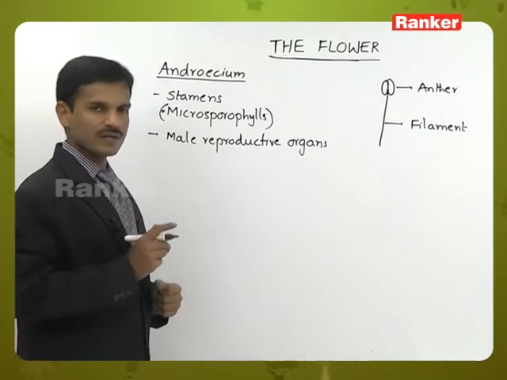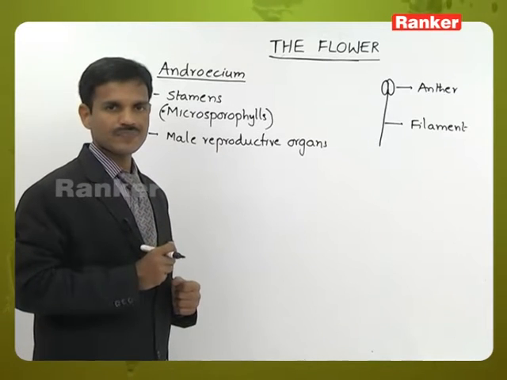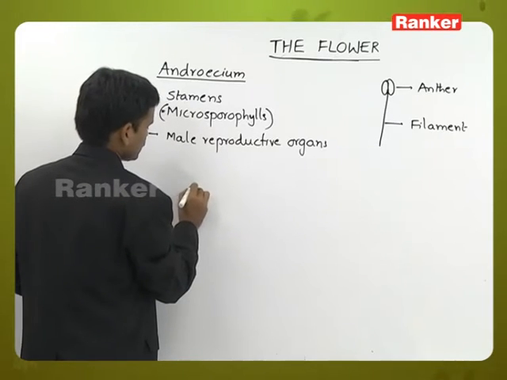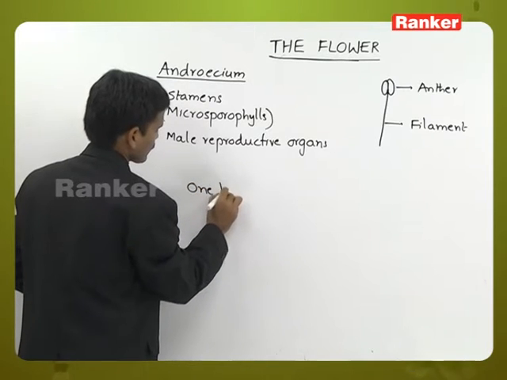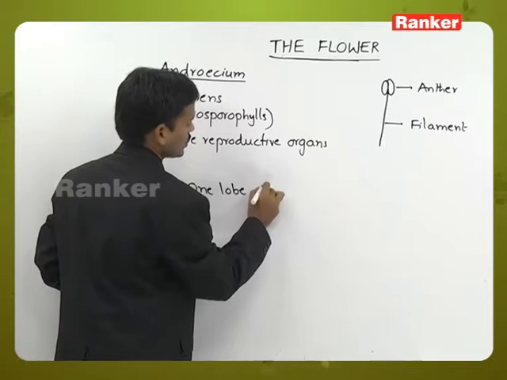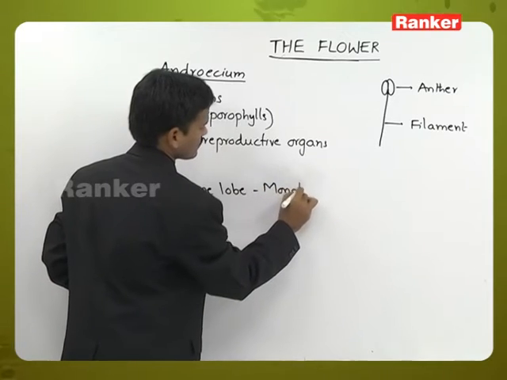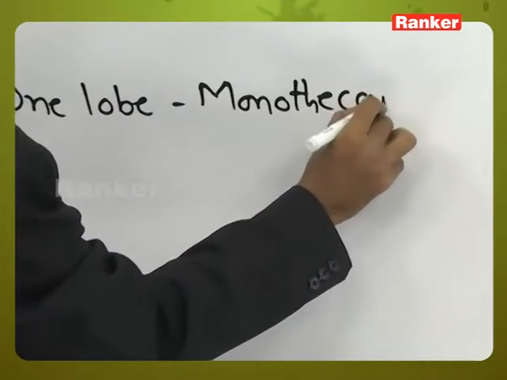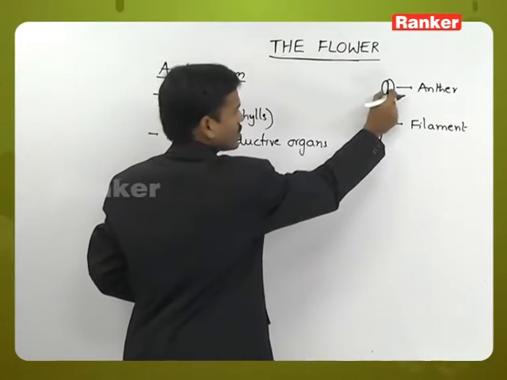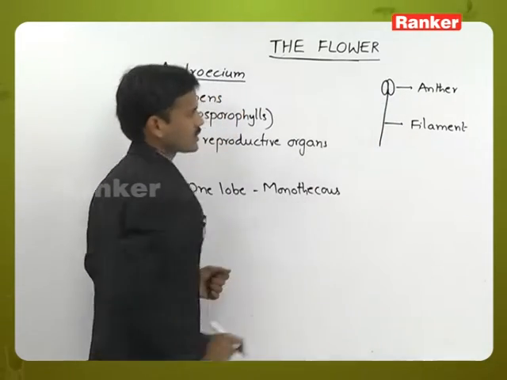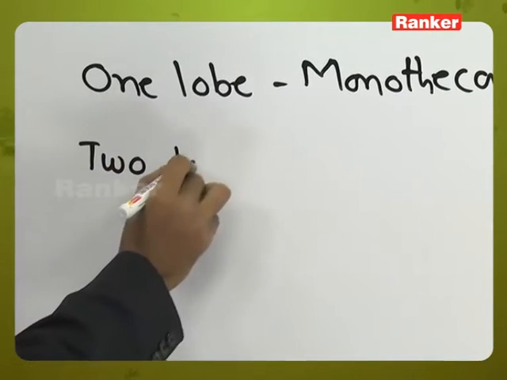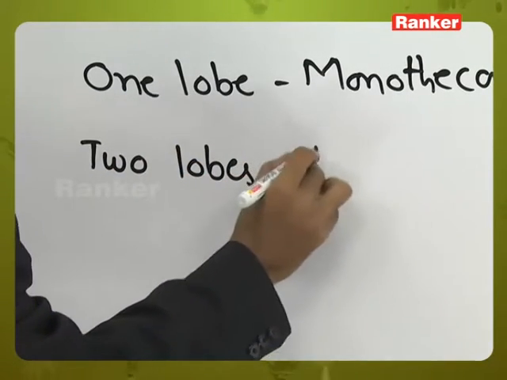So, an anther has one lobe or two lobes. If only one lobe is present, it is called a monothecous anther. Sometimes two lobes are present, it is a two-lobed anther. Two lobes are present in a dithecous anther.